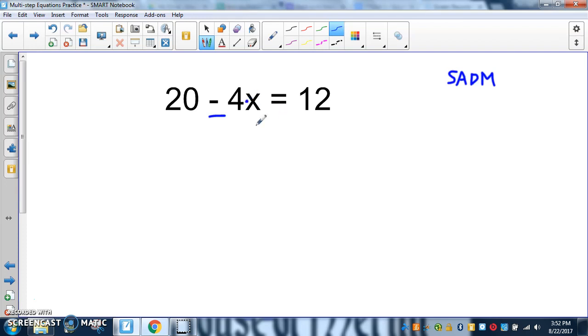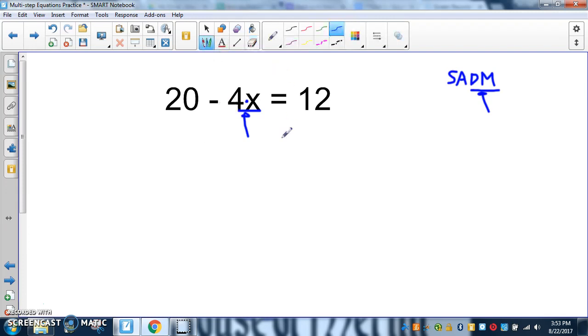So although you might consider adding 4 or trying to get rid of this term or even getting rid of the 20, because this is division or multiplication, we know that this term right here, this 4x, that's going to be the second thing we do. So the question is, what do I do first?